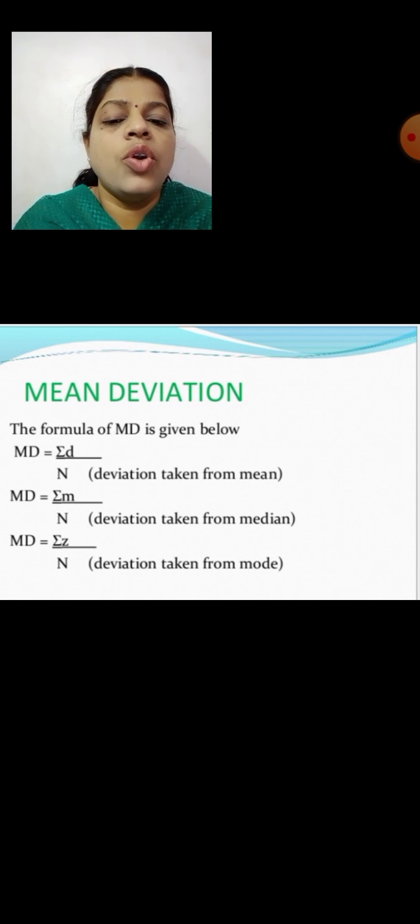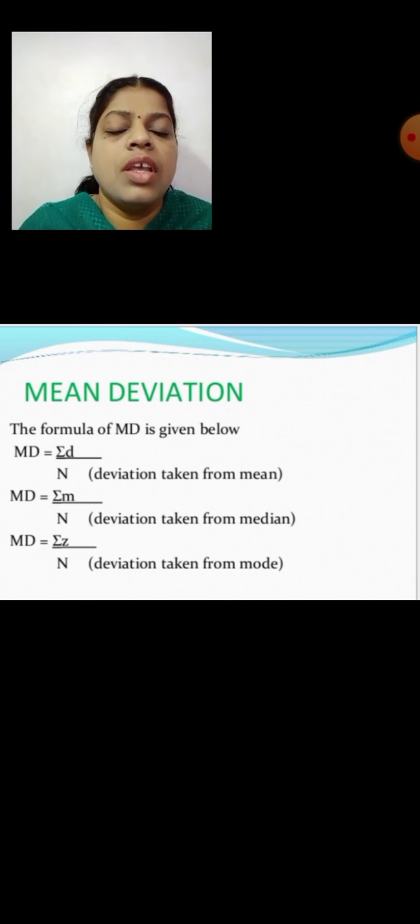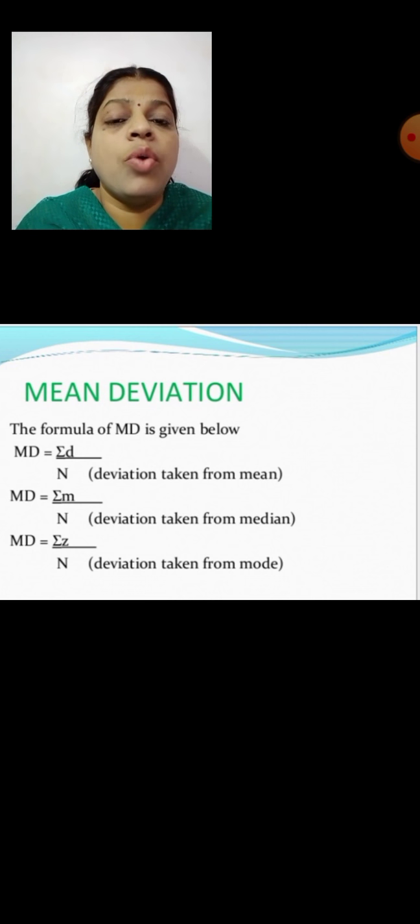So here, if you want to take the deviations from the mean, the formula is MD equals sigma D by capital N. In the same manner, if you want to take the deviations from the median, MD equals sigma M by N. That is, median, sigma M by N. Whereas if we want to take the deviations from the mode, MD equals sigma Z by N. So these are the three formulas that we have to take into consideration while calculating the deviations.